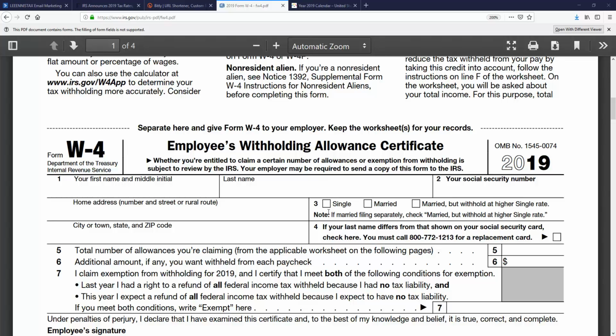Happy April, that time again. W4 optimization and estimated taxes, which are due April 15th. This is a W4 that you're looking at. This is what you'll fill out to give to your employer to have your taxes withheld.